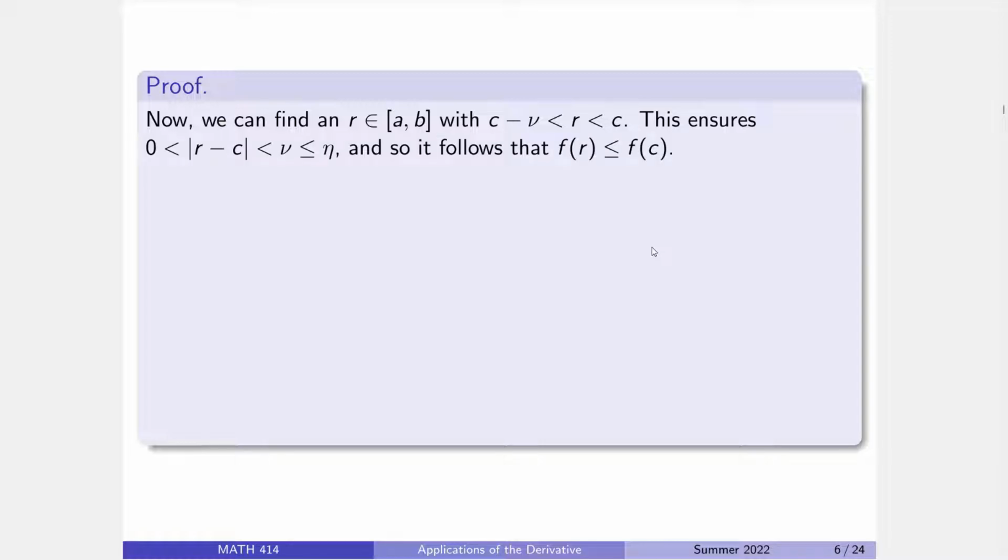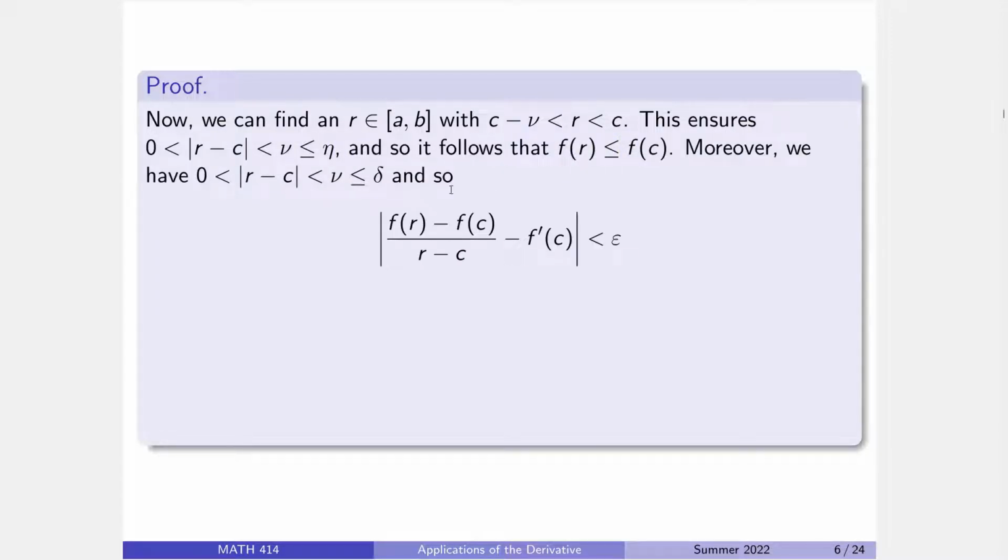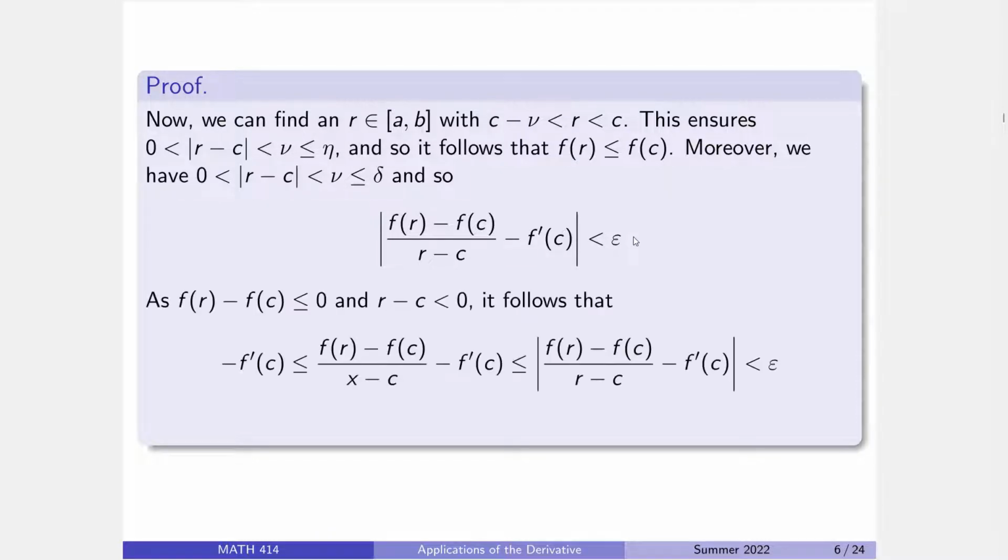Now, note, since R now is guaranteed to be within nu of C strictly, we know it's less than eta, so that means we know that f of R must be less than or equal to f of C. Moreover, we are within delta and not equal to it, so we know that the derivative behaves accordingly. The difference quotient is within epsilon of f prime of C.